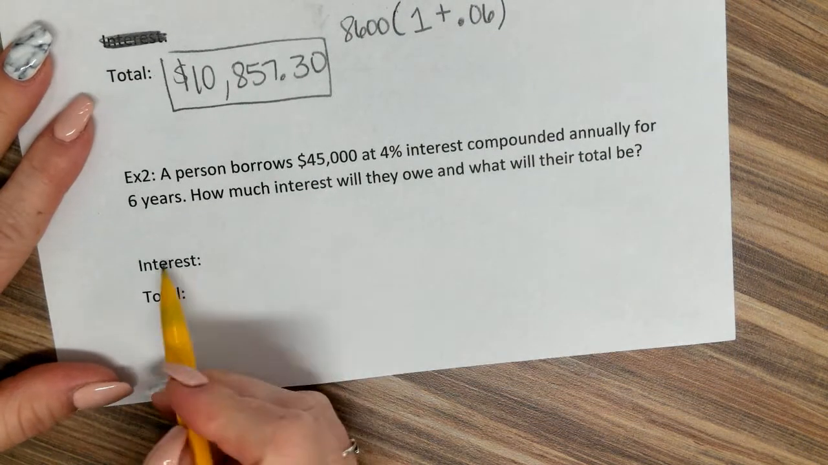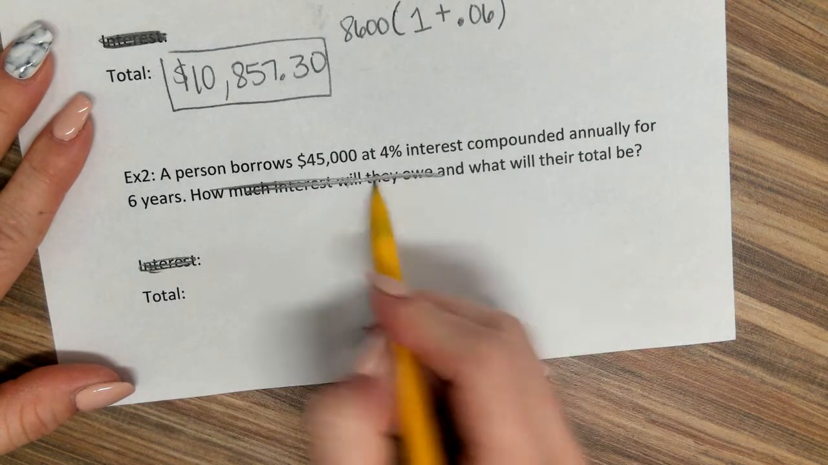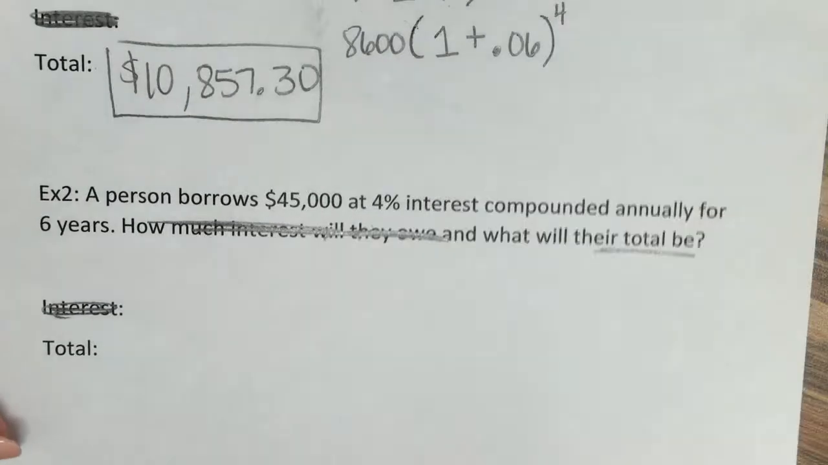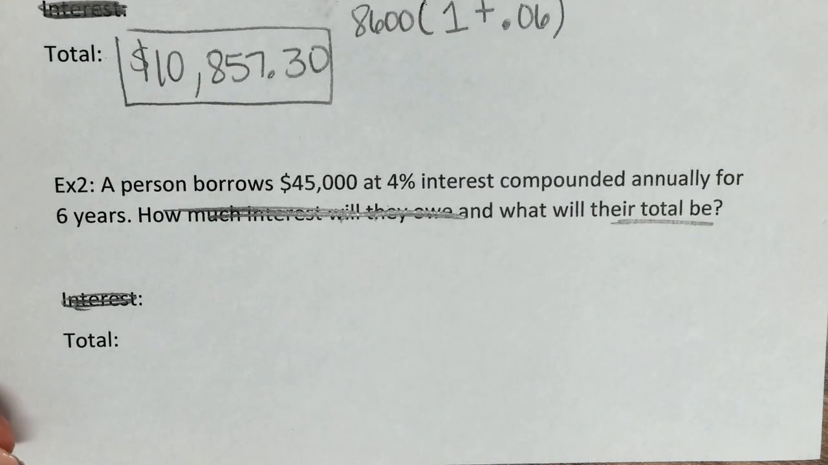Take out this part. All we care about is what is their total bill going to be. Write the formula down and fill in your numbers.